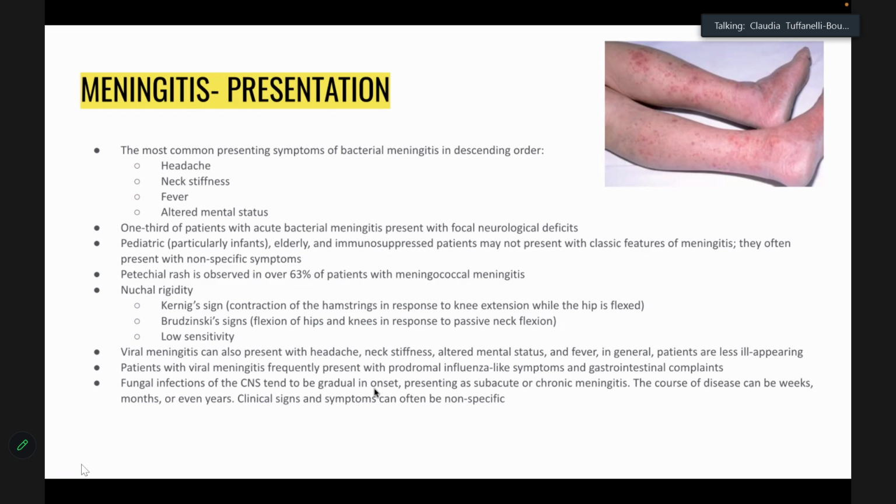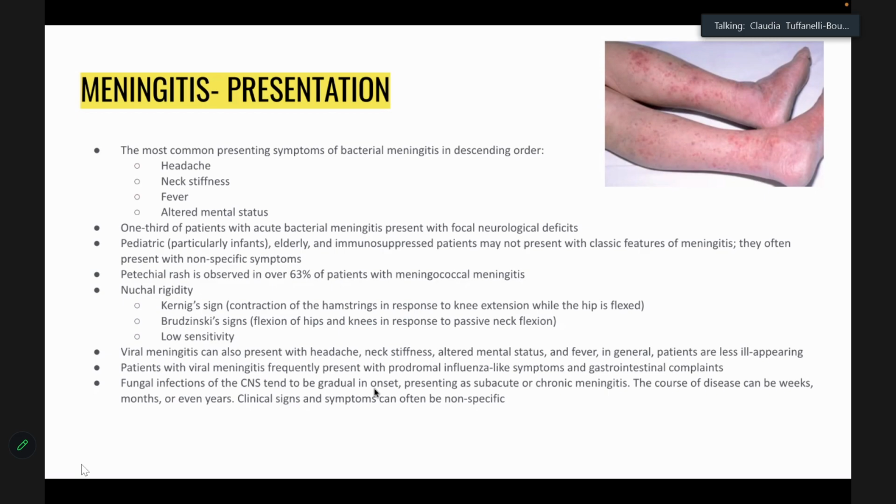Viral meningitis, like I was saying, they can have these symptoms, but usually they're not going to be as ill. So they'll have a more mild headache or more mild fever. Altered mental status is less likely with viral meningitis. If you see that, I would be concerned for bacterial meningitis as well. And then with viral meningitis, you can also present with the symptoms of the virus that led to the meningitis. So with enterovirus, runny nose, stuffy nose, cough, or vomiting, those sorts of things.